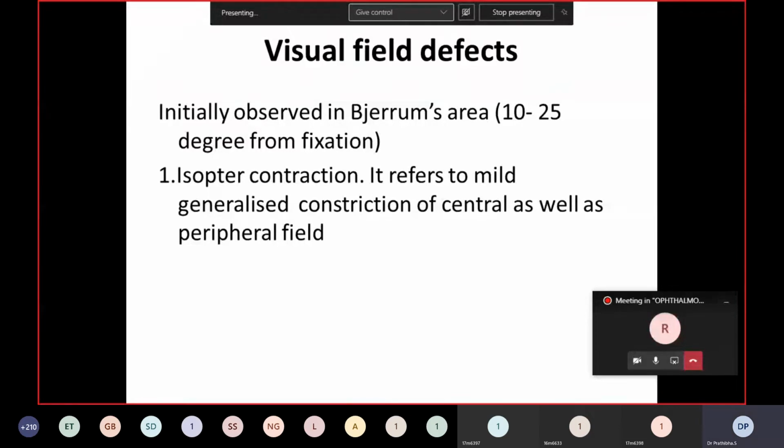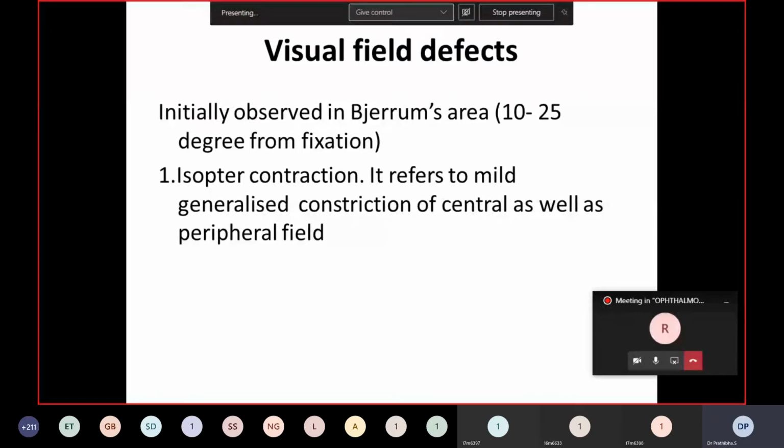Initially, whatever we observe is in Bjerrum's area. Bjerrum's area is 10 to 25 degrees from the fixation. The fixation is from the fovea. Fovea is the fixating point. So around the fovea, 10 to 25 degrees around it is called Bjerrum's area.